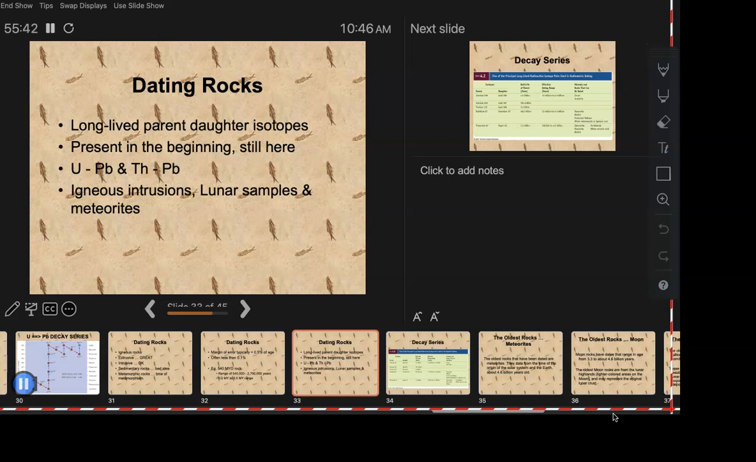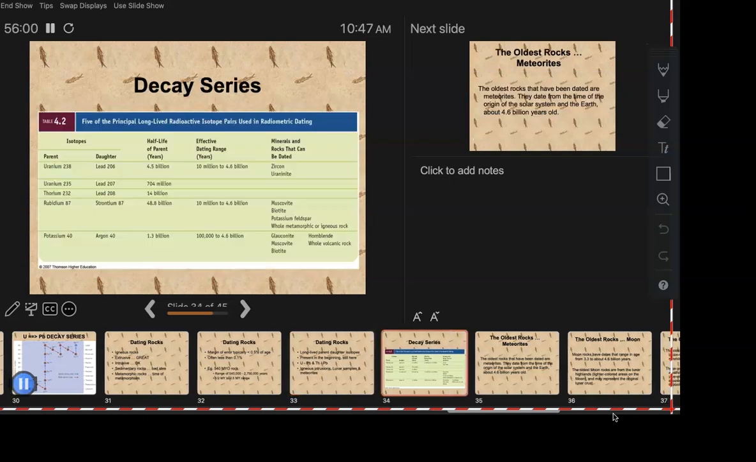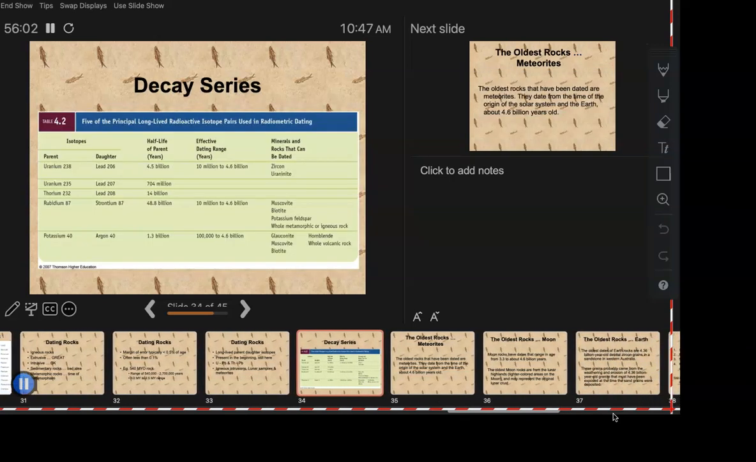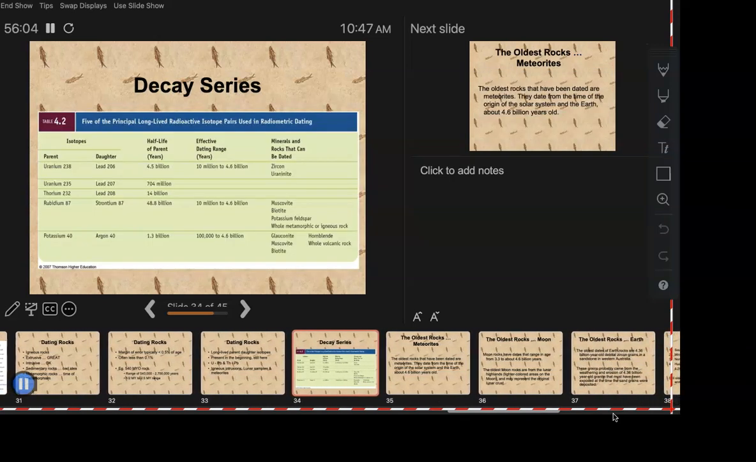Lunar samples, meteorites, igneous intrusions. Again, not entirely sure what I was going for there, other than the lunar samples and meteorites. We're probably looking at the uranium to lead decay series there. Igneous intrusions, again, depend on how old they are. I think this next slide has some numbers on it. Again, please don't worry about remembering these.